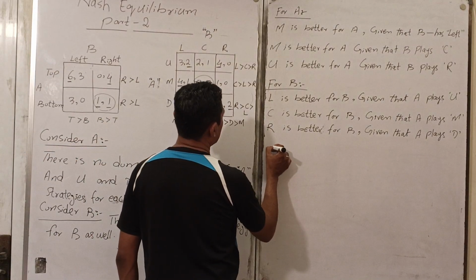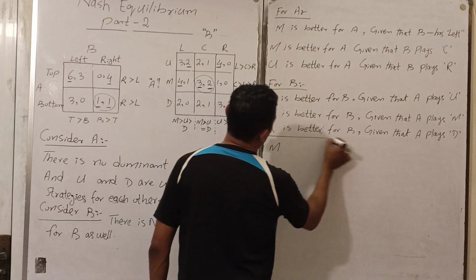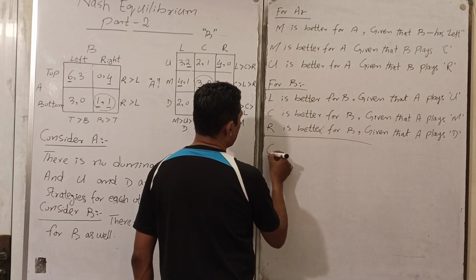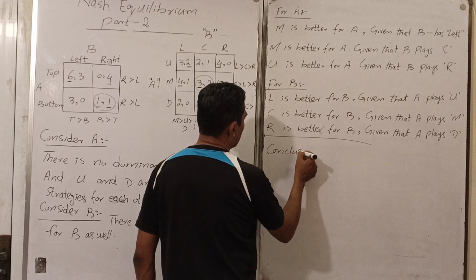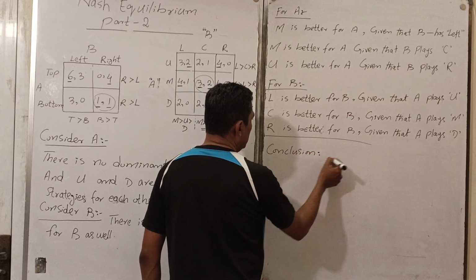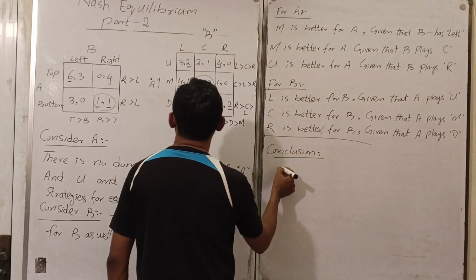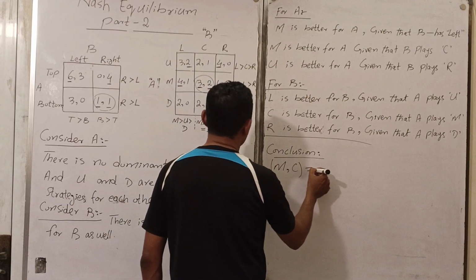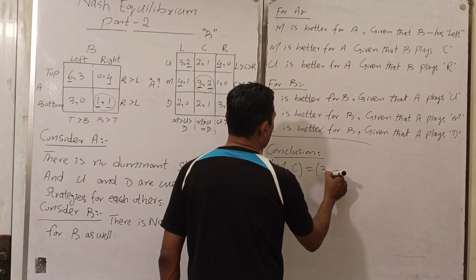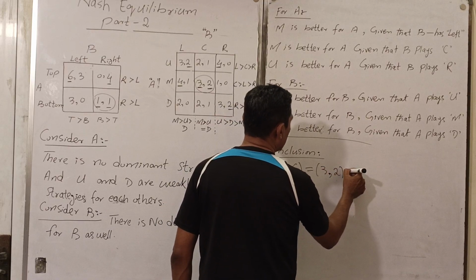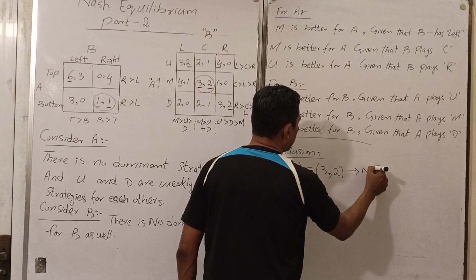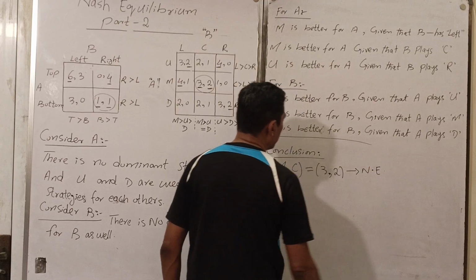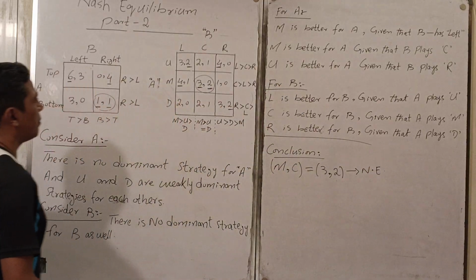So what is the conclusion here? M and C, equal to 3 and 2, is the Nash equilibrium.